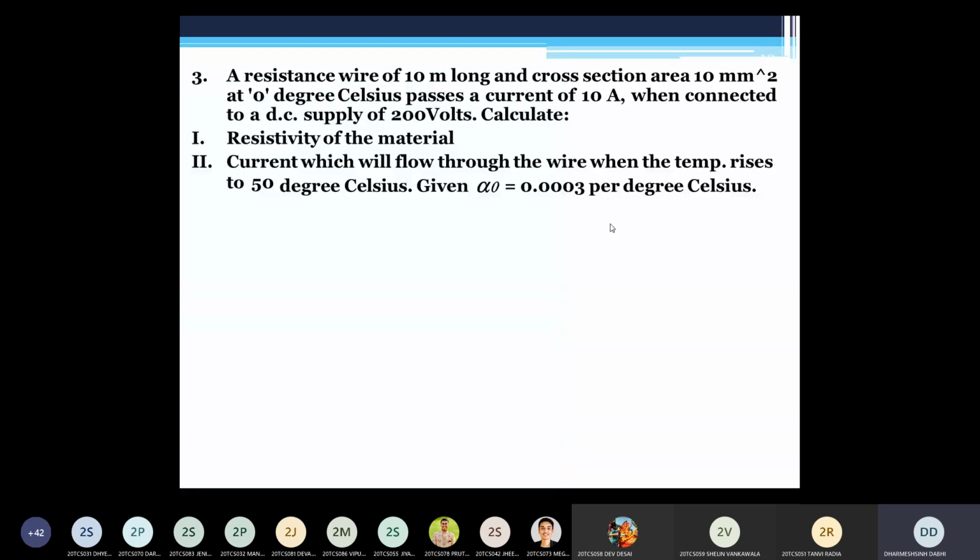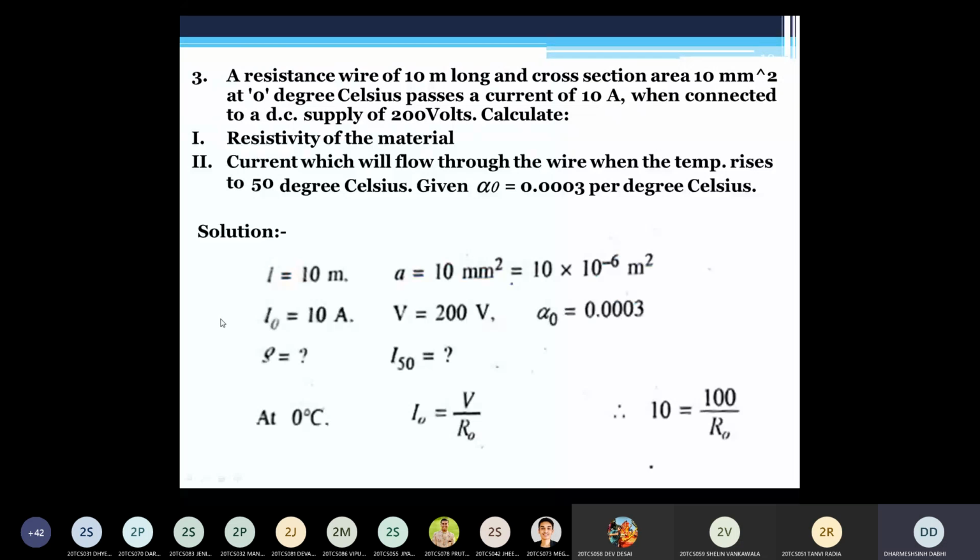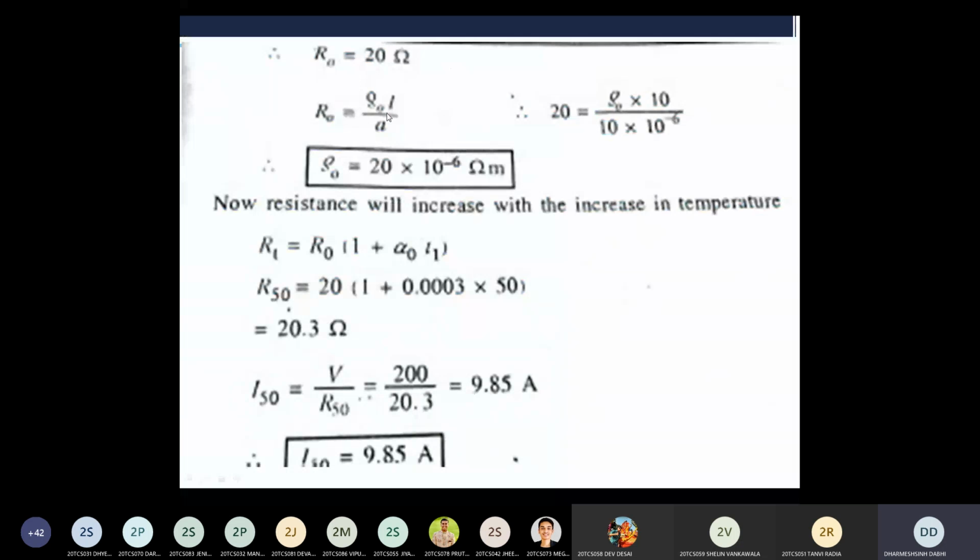So I explained you the first answer, how to get this resistivity. So we have all this data. We have I0 10 ampere, voltage we have 200 volt. So as we know the equation of resistance, that is rho L by A. So you can see that resistivity equation becomes R0 into A divided by L. So resistance is given.